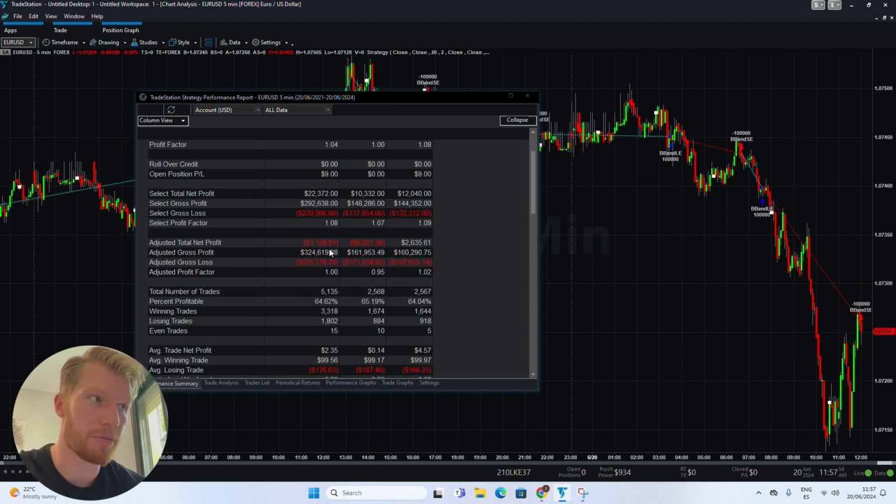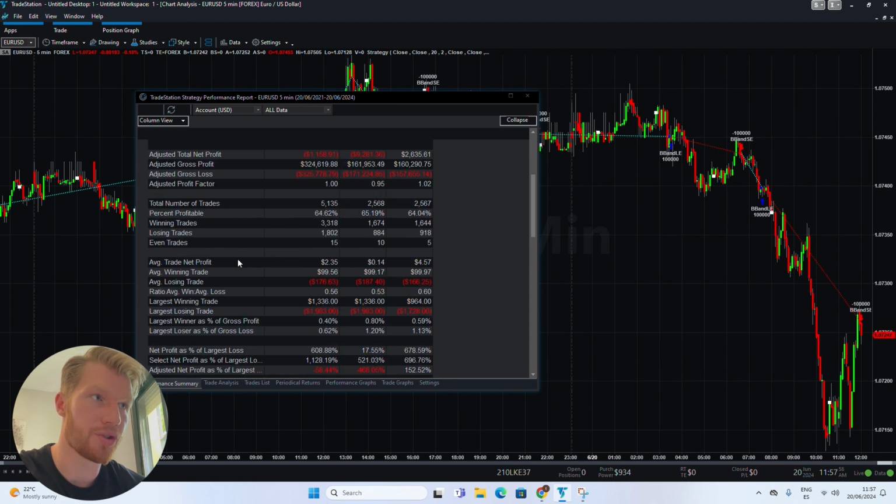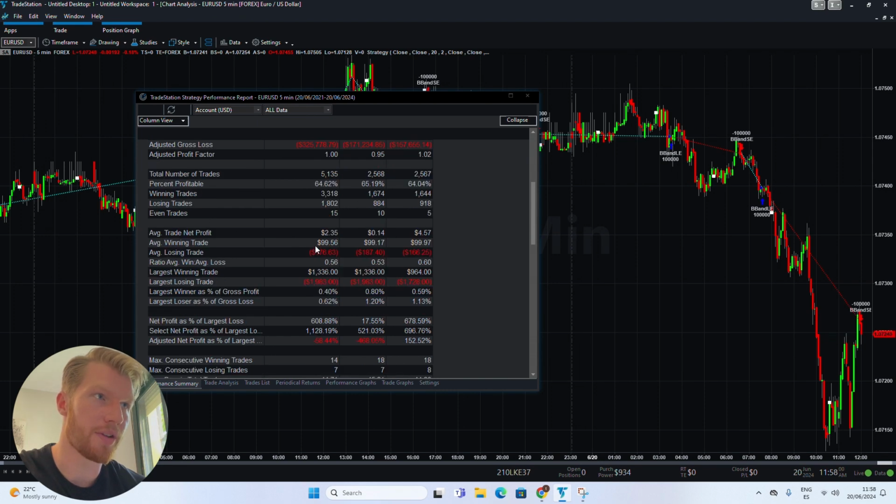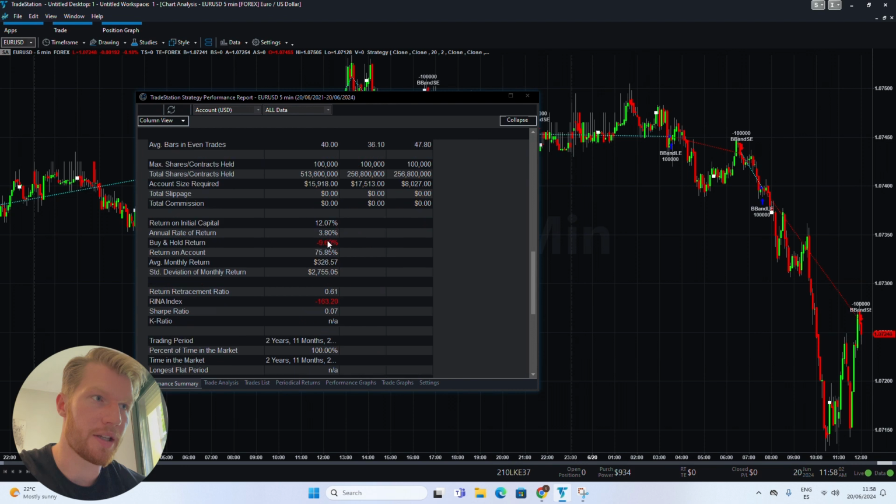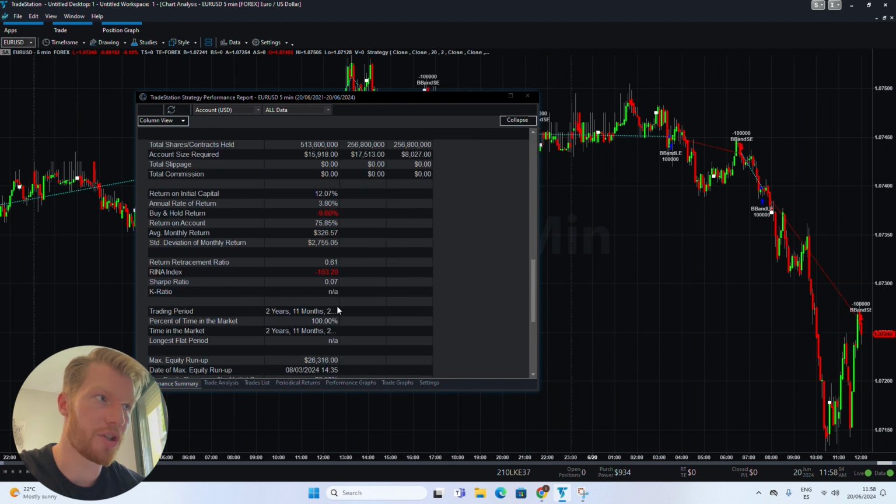Even though it's actually profitable, it's not a very good strategy, because the average trade net profit is not great. We can look down here. We've got the Sharpe ratio. That's a very bad Sharpe ratio, 0.07. That means that, okay, yeah, it may have made money, but risk-adjusted returns are very low.